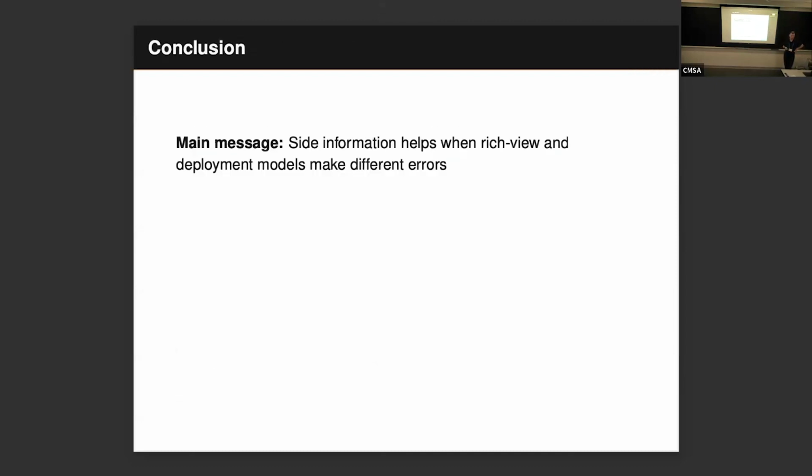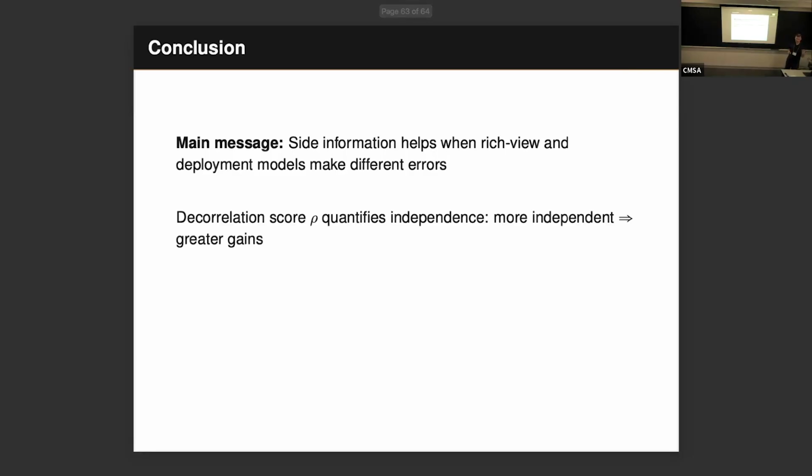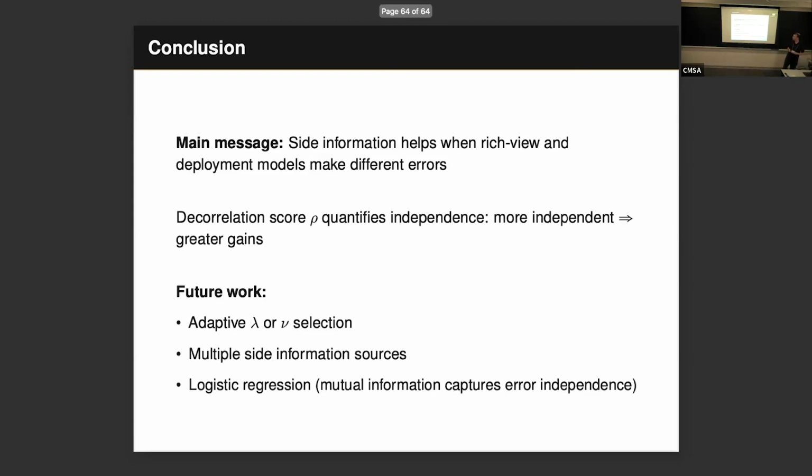Okay, so that's the main message of this talk, that side information helps when these rich view models that incorporate the side information and the deployment model aren't related, or their errors at least aren't related. The way that we capture this is through this correlation, and it just comes up through the analysis. And the main takeaway is that the more independent these errors are, the better the quality of the side information, and therefore the better risk bounds that you can prove.